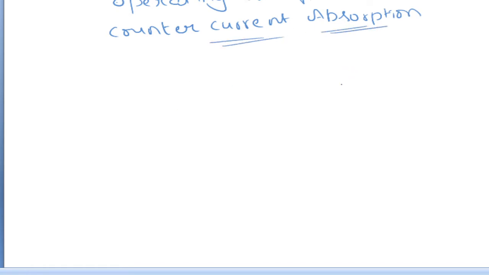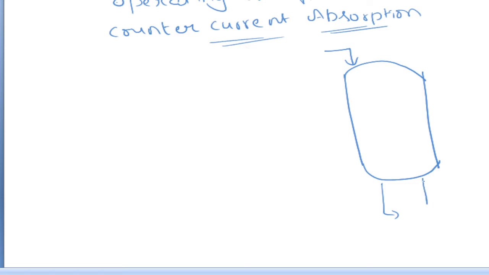So, as we know, counter current means both the phases travel in opposite directions. That means the liquid phase enters from the top and leaves from the bottom, and similarly the gas phase enters from the bottom and leaves from the top.